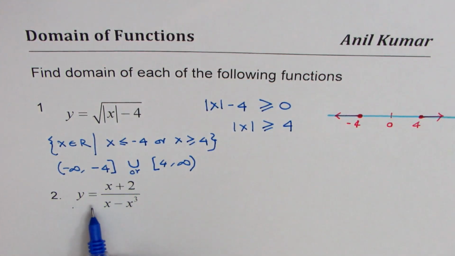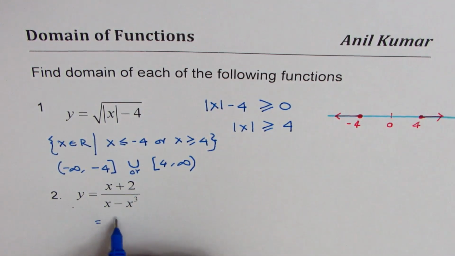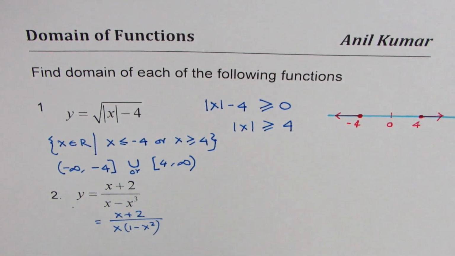We are given y equals x plus 2 divided by x minus x cubed. Now the denominator should not be 0. That's the whole idea. So what we can do is we can factor the denominator. So I could write this as x plus 2 divided by x times 1 minus x squared, correct?